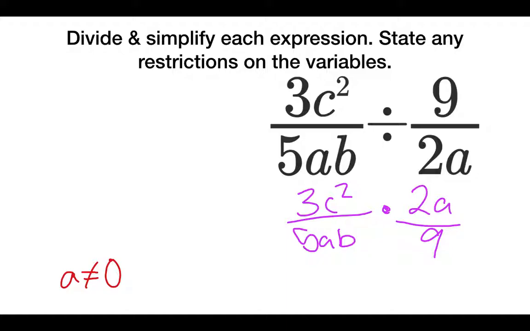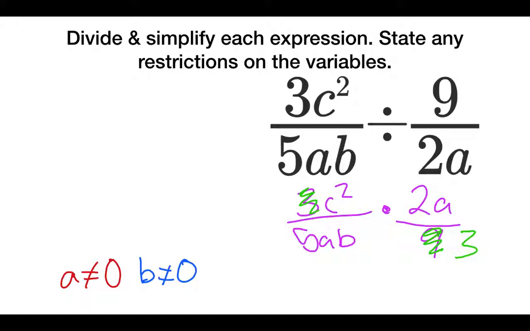So now we just have to start going. Do we have any other restrictions? On the other side, we have 5ab. Notice we have a b right here. So that means that in addition to a not being able to equal 0, b can also not equal 0. I can't cancel out the whole thing. I have to start looking. I'm going to start with the diagonals. Does anything in 3c squared go with 9? 3 and 9, that becomes the number 3.